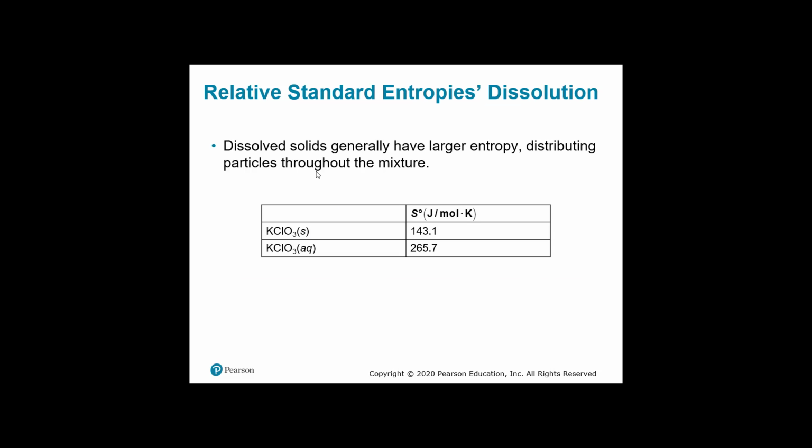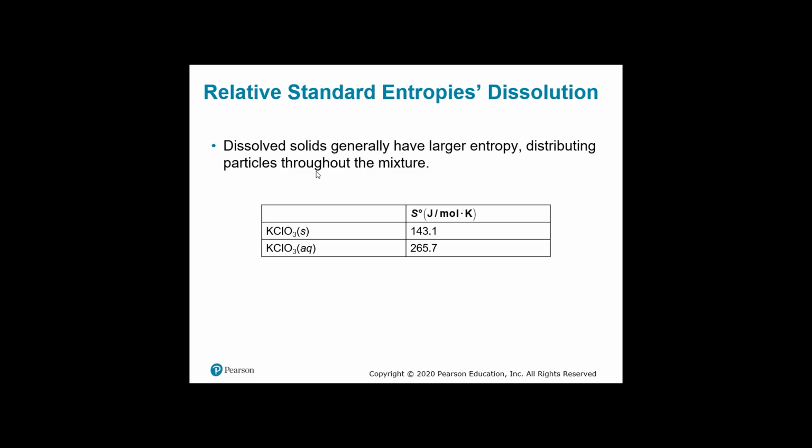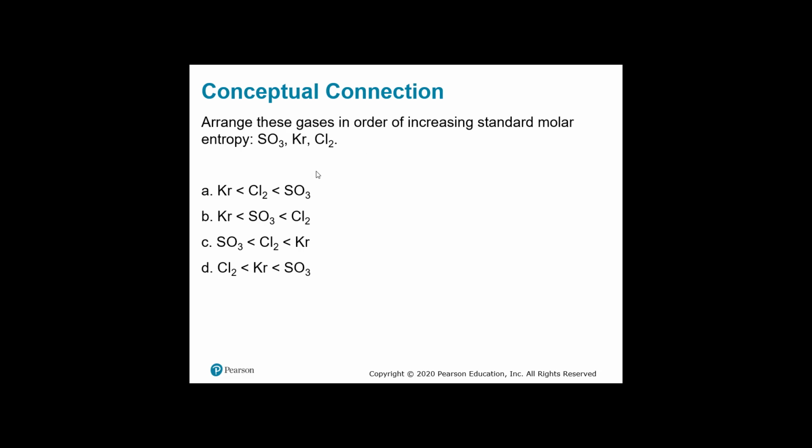Now, we look at dissolved solids. They have a larger entropy because once they're dissolved into a solution, the molecules are allowed to disperse. That means greater entropy compared to a solid, because a solid has only certain vibrations, whereas when something is in ionic form, it can spread out more than what is in the solid form.